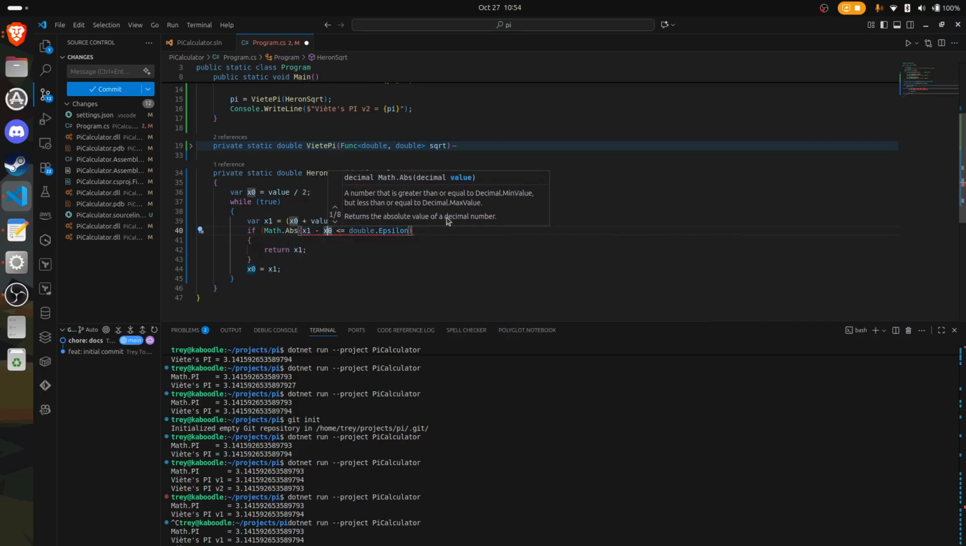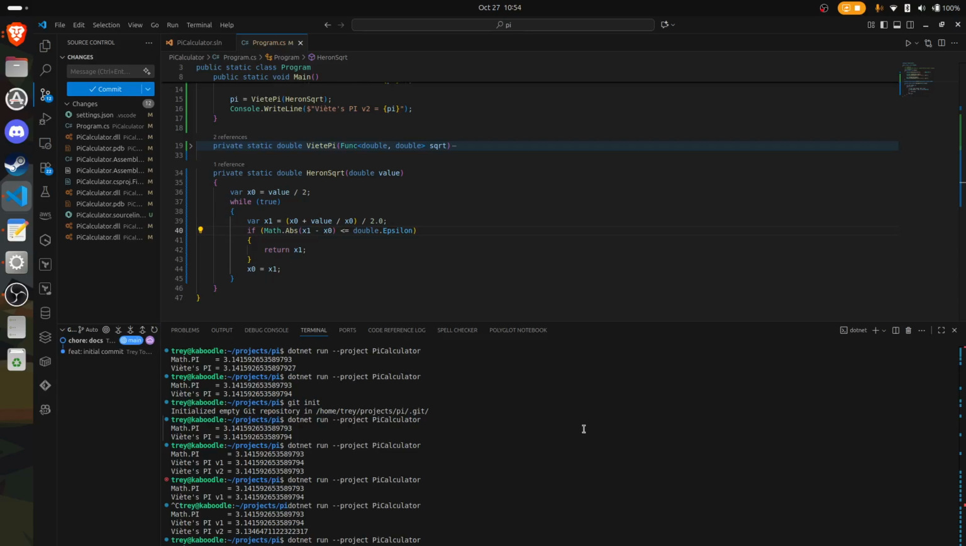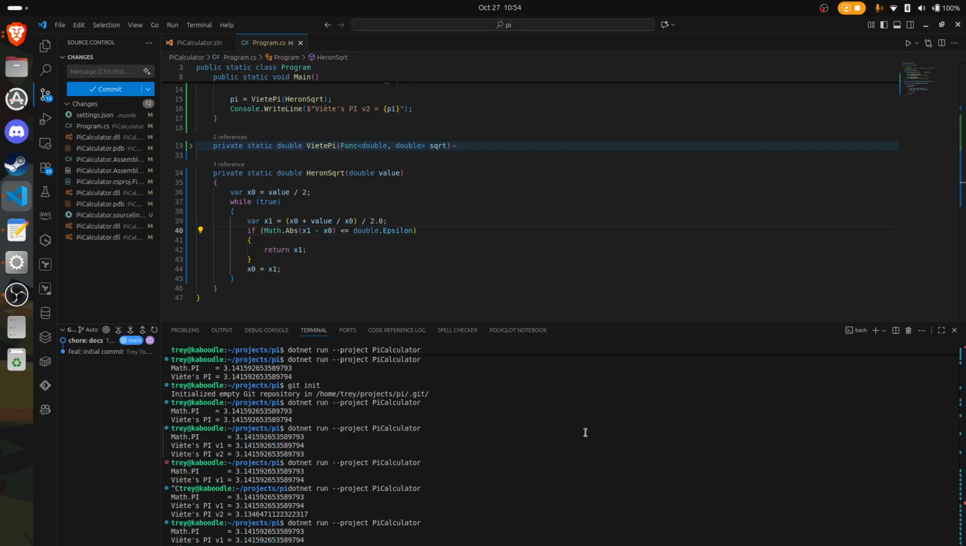This just to be sure. That fixed it. Okay, so we need to make sure we're using the absolute value, otherwise there's some chance that the new value is less than the old by the square root, which would lead to a negative value, which will always be less than the epsilon. So, yeah. That's better.